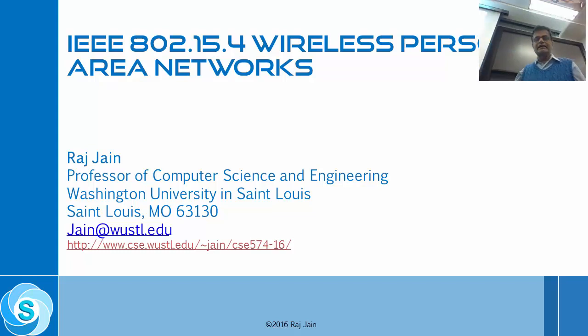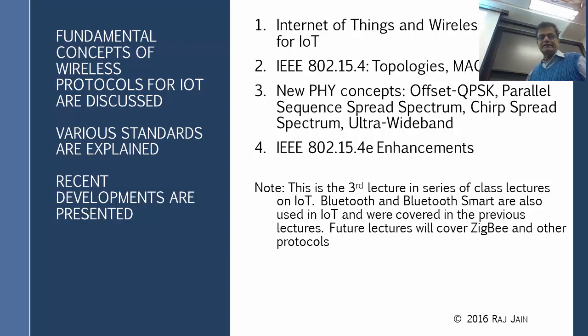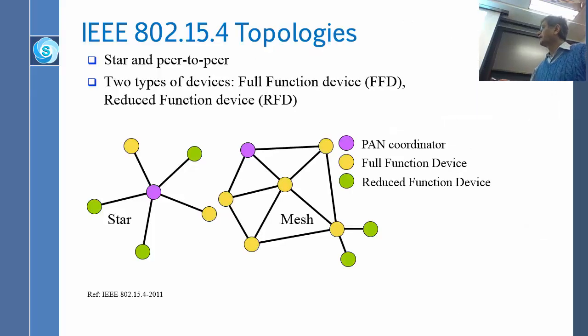So one of the things that this 15.4 does is allows two topologies. It not only allows a star like we saw in the Bluetooth, it also allows mesh. Mesh means you could be connected to multiple nodes. Now there are two types of devices. So this is star and this is peer-to-peer mesh.